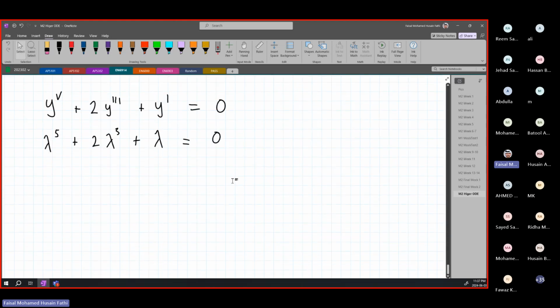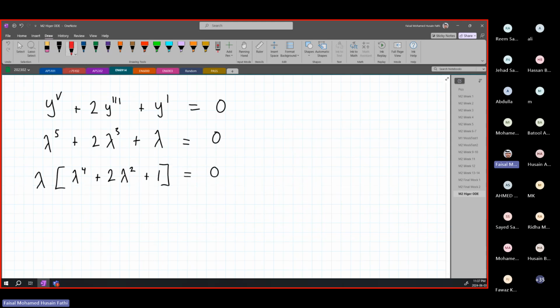The first thing you're going to do, you're going to notice that we have lambda everywhere, so you're going to take it as a common. Lambda into lambda power 4 plus 2 lambda squared plus 1 equal 0. We have found our very first root, which is lambda equal 0. So lambda 1 equal 0.